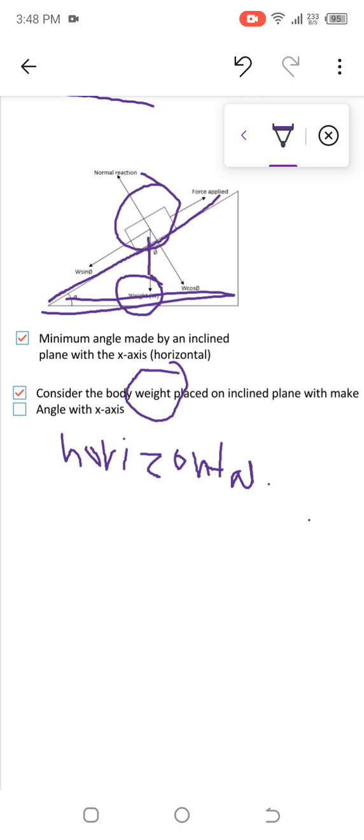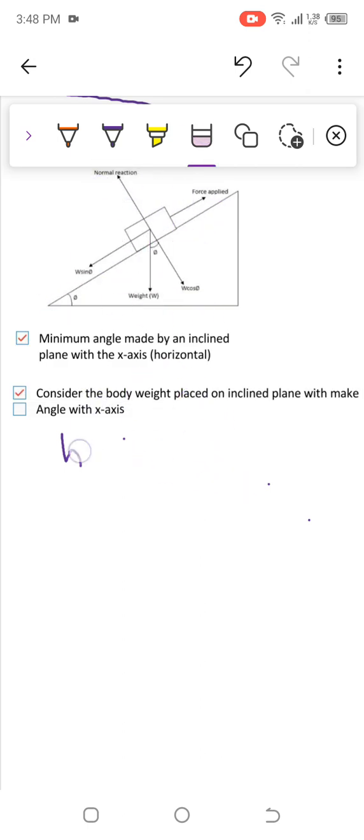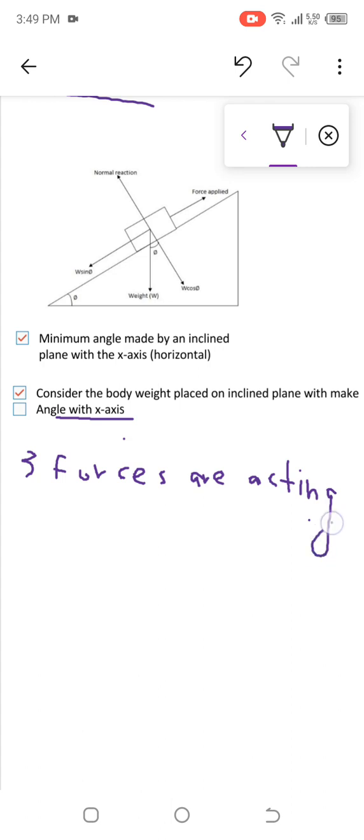Now we're going to see the whole concept again, so I'm going to erase this so that it is clear to you guys. As we have considered the body with weight, placed on the inclined plane which makes an angle with the x-axis, now three forces are acting on the body. Let me write here: three forces are acting on a body.